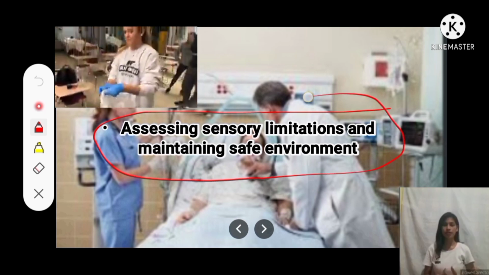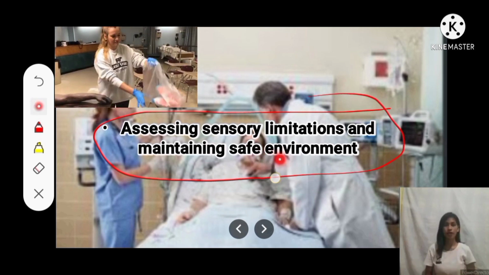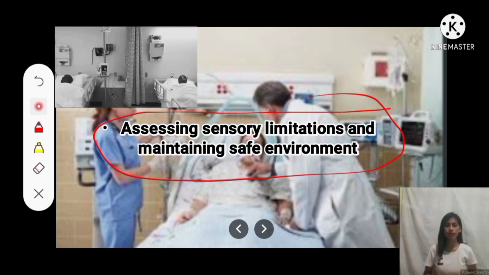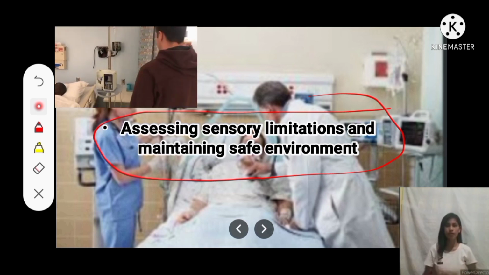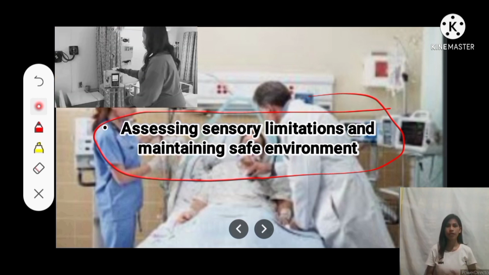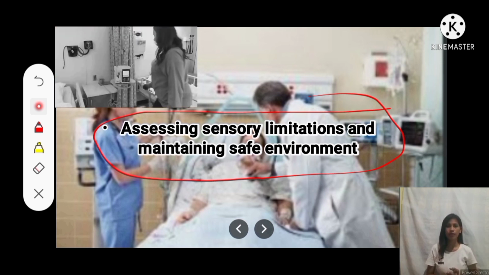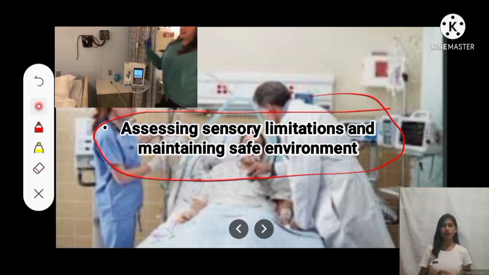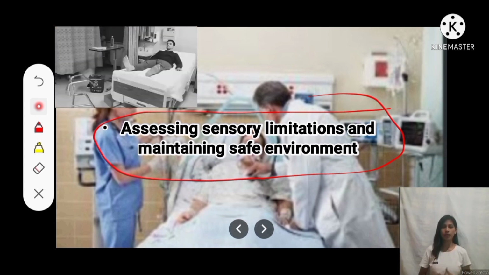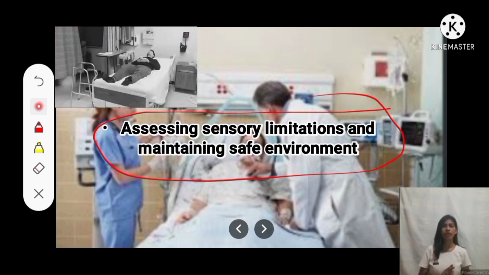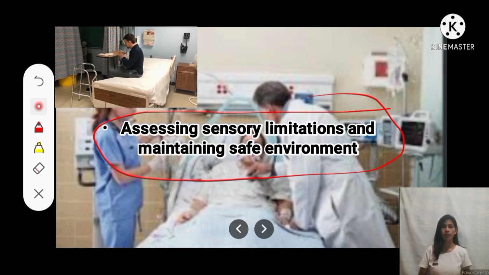So next, assessing sensory limitations and maintaining a safe environment. Dehydration, malnutrition may occur post-operatively. Sensory limitations such as impaired vision or hearing, and reduced tactile sensitivity frequently interact with the unfamiliar post-operative environment, so falls are more likely to occur. Maintaining a safe environment for older adults requires alertness and planning. Arthritis is a common condition among older patients, and it affects mobility, creating difficulty turning from one side to the other, or ambulating without discomfort.